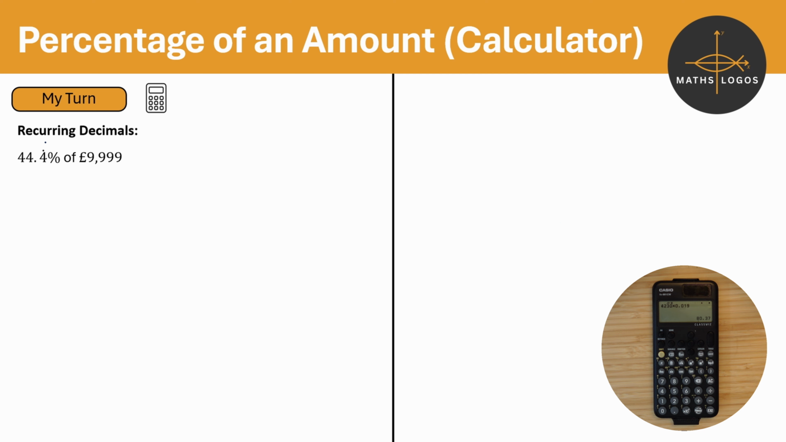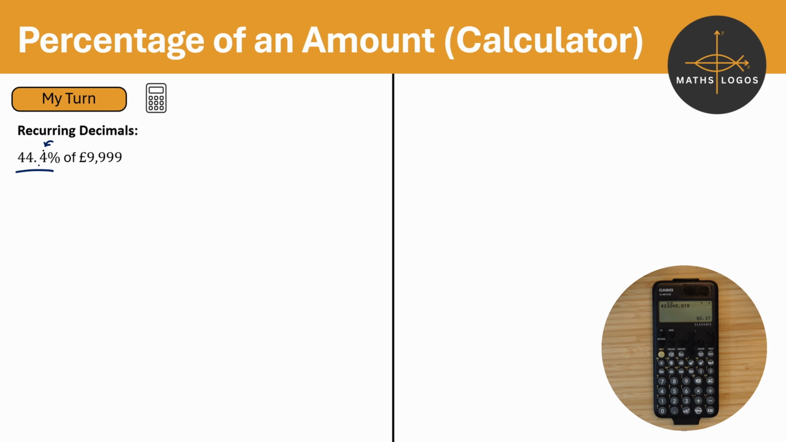The last type of example we're going to look at is what we do when we get a recurring decimal in our percentage. So here we have 44.4 recurring. That little dot above tells me that that 4-digit recurs indefinitely. And we want to find 44.4 recurring percent of 9,999 pounds.